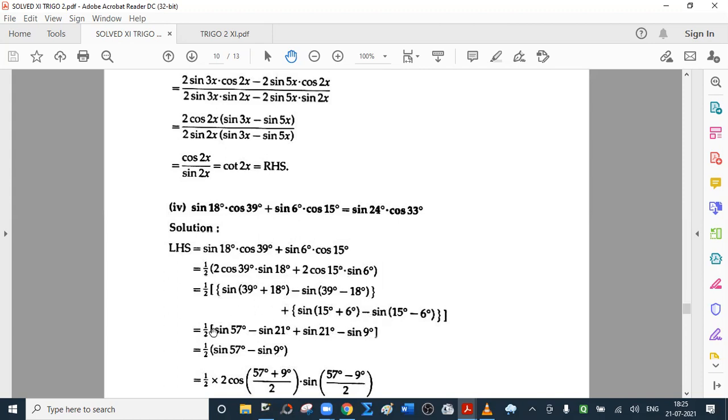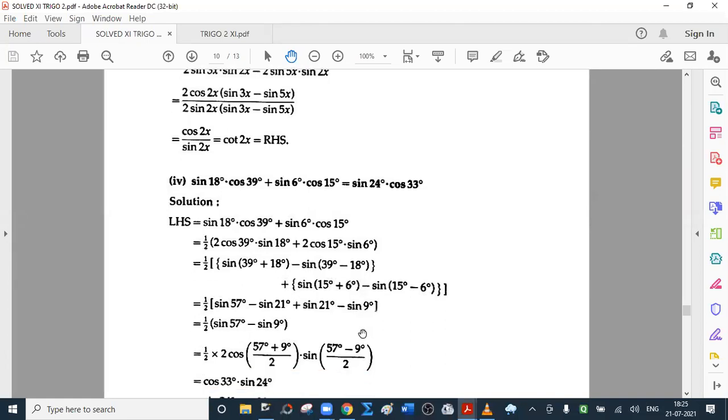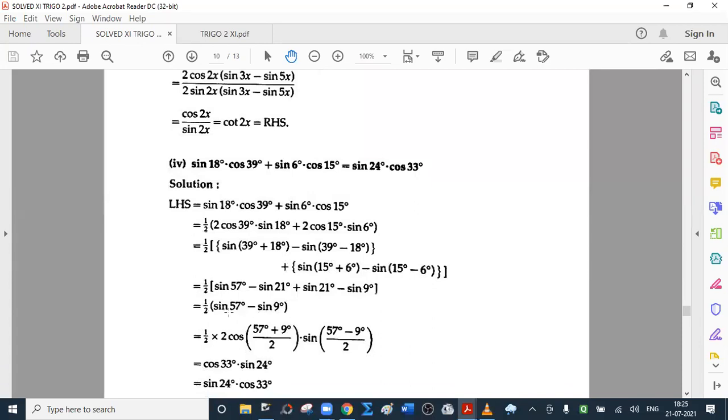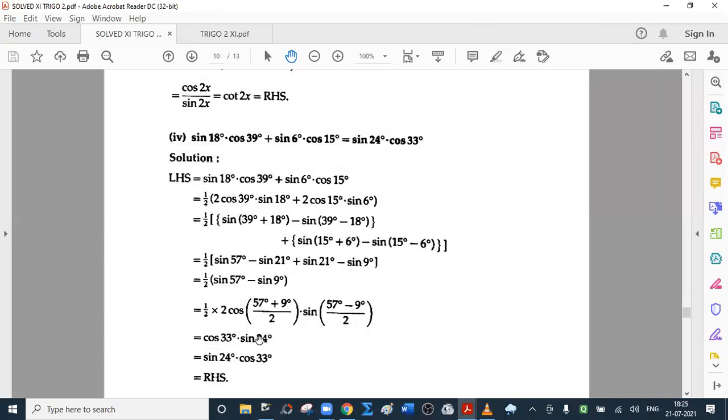Same here. So this is half of sin 57 minus sin 21 plus sin 21 minus sin 9. What remains is sin 57 minus sin 9. What is sin A minus sin B? 2 cos of first angle plus second angle upon 2, sin of first angle minus second angle upon 2. So what remains? Cos 33 degree into sin 24 degree. That is sin 24 degree into cos 33 degree, which is nothing but the right hand side.